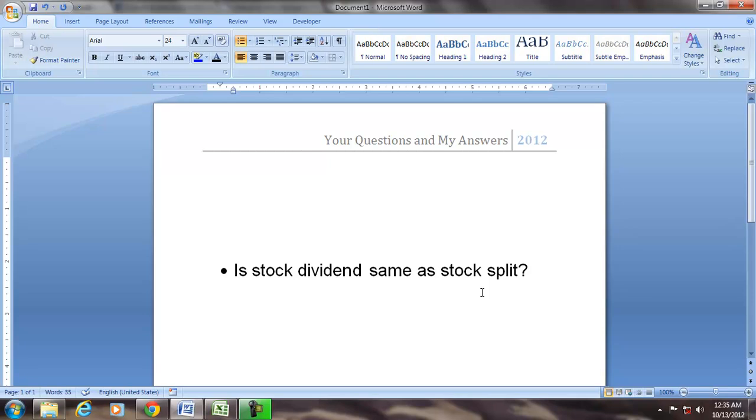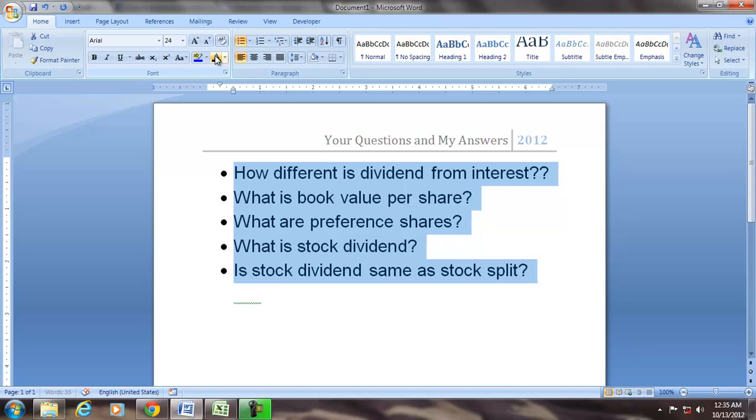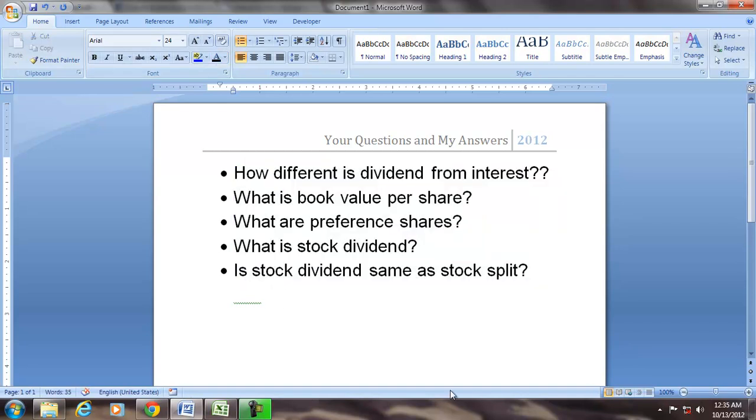So stock split is changing the denomination of the shares, whereas stock dividend is a distribution of dividend in the form of shares. So these were some of the questions that I received from you which relate to the capital.